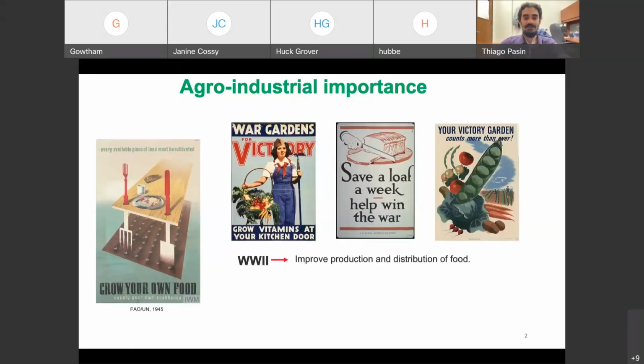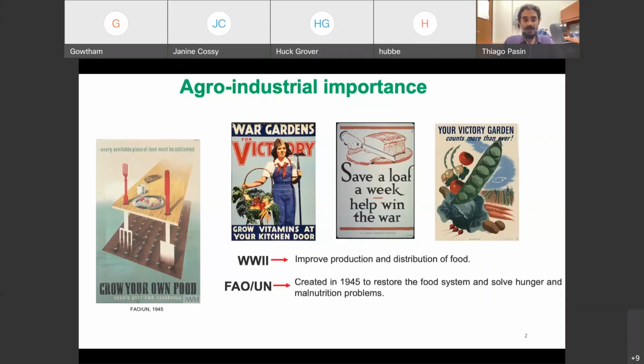As we can see here, we have different pictures from World War II, where all the countries started to invite people to grow their own food, to produce their own food, because they did not have much to provide for the people. So all the world started to improve the production and distribution of food.